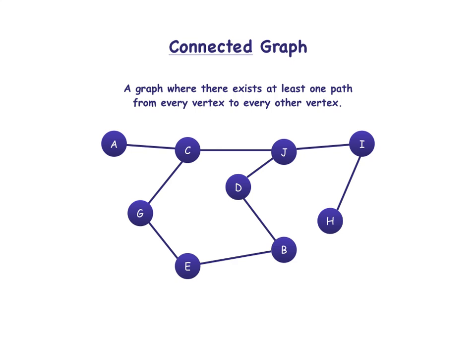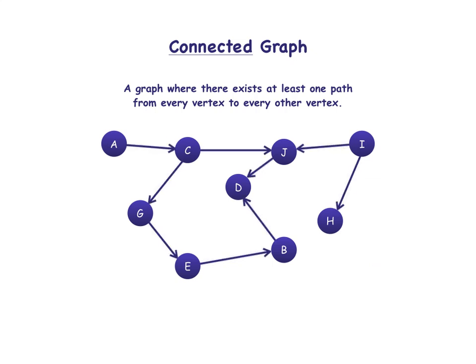Now suppose, however, I add one more vertex to this graph. I add vertex K. While this is still just one graph, this graph is no longer connected because there's no path to K, no matter what other vertex you choose. Vertices like K that have absolutely no edges coming out of it, we call those vertices an island.